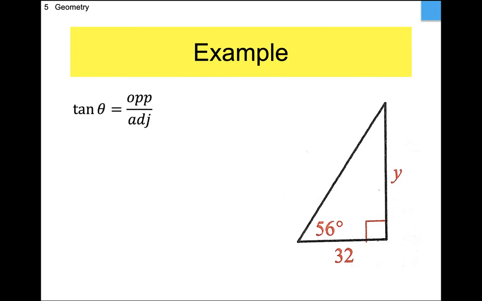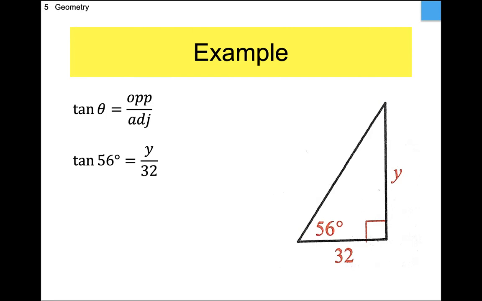So here's the setup. The only trig ratio we know right now is tan. Tomorrow we'll get two more. And we know that tangent of theta is equal to the opposite over the adjacent. So step number one, circle the angle. So that would be angle 56. Figure out what the opposite side is. The opposite side is y here, and the adjacent side is 32. So tan 56 is equal to the ratio of y over 32. So y is the unknown. And now it literally is just an algebra problem, solving for y.